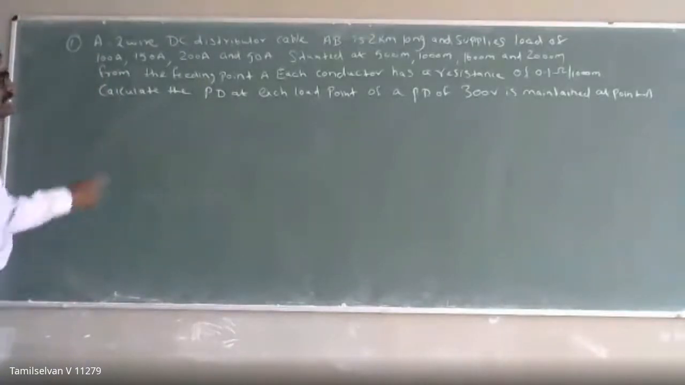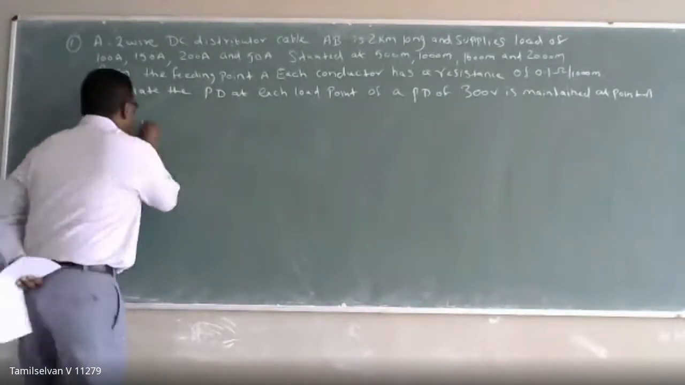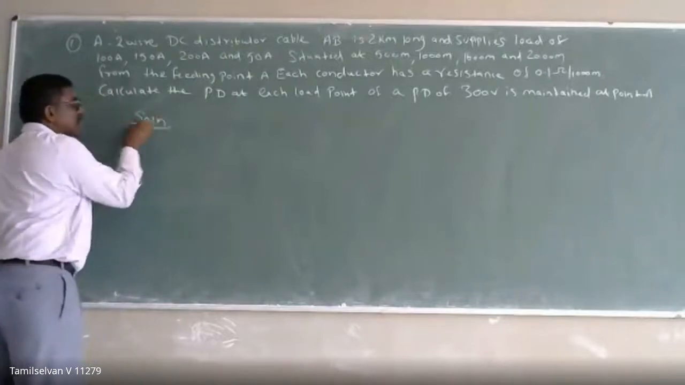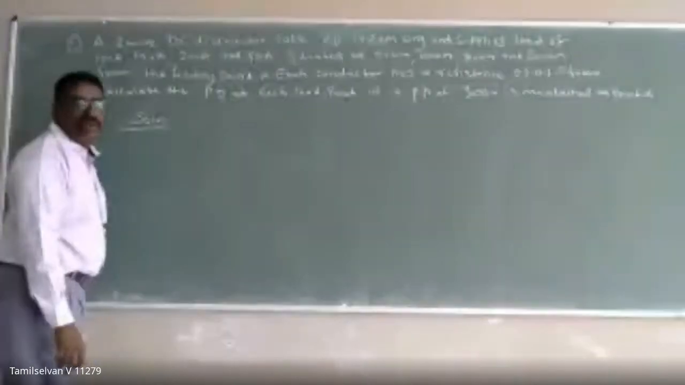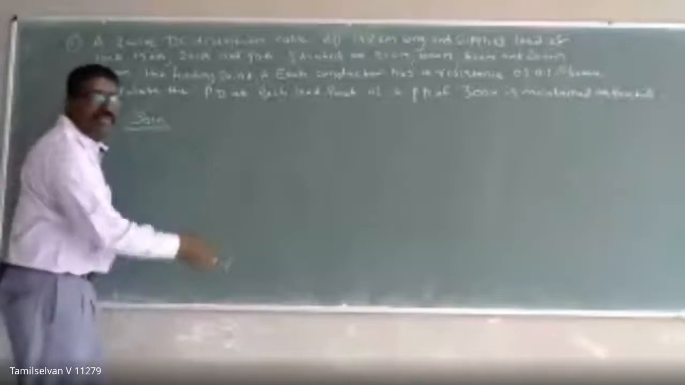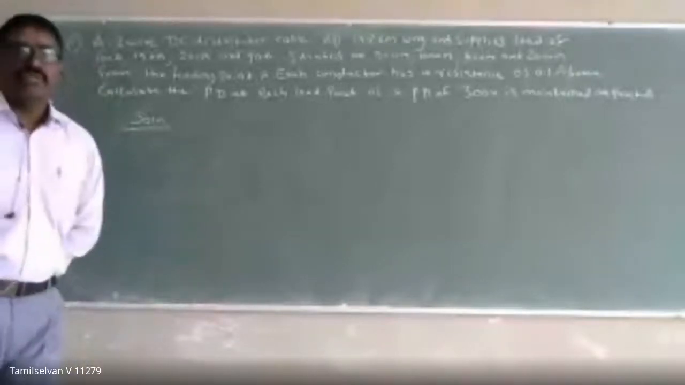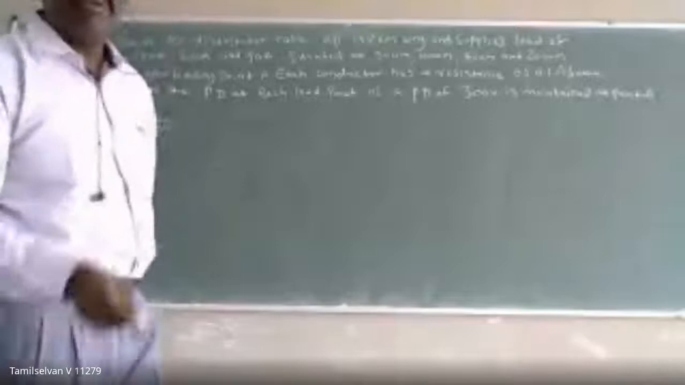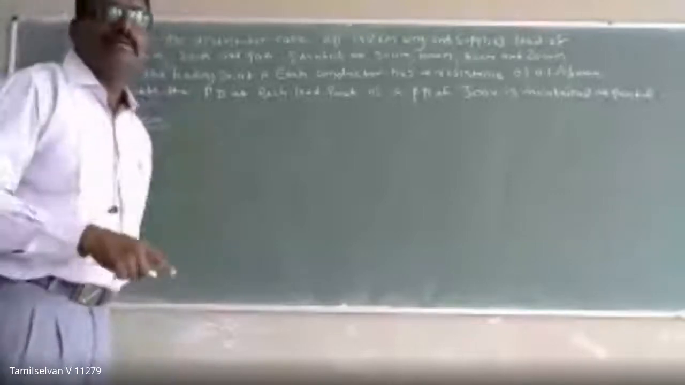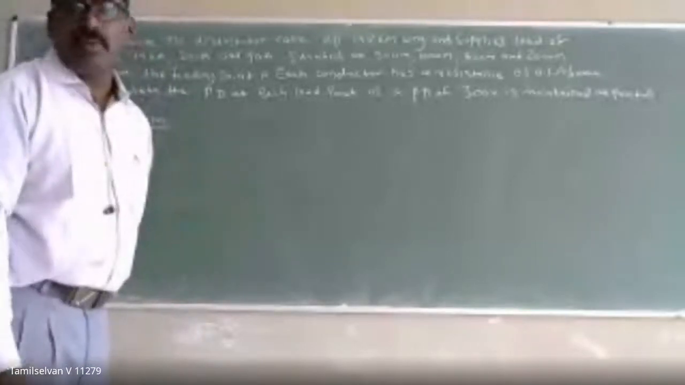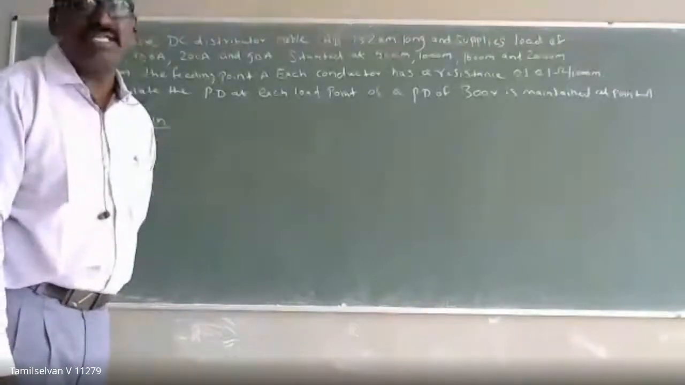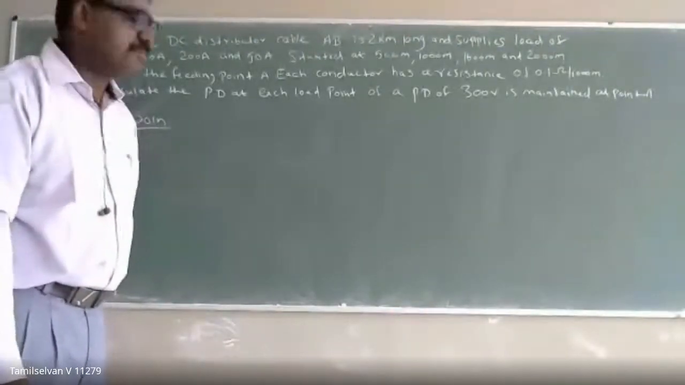Two-wire DC distributor cable AB. It means we'll see how to find the potential difference at each and every load point. Here they have not given the distributor diagram. If the diagram is not given in the question, we have to draw the distributor diagram. Then only we can calculate the potential difference at each load point.